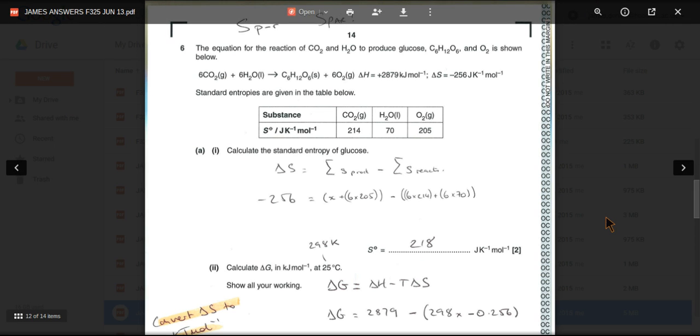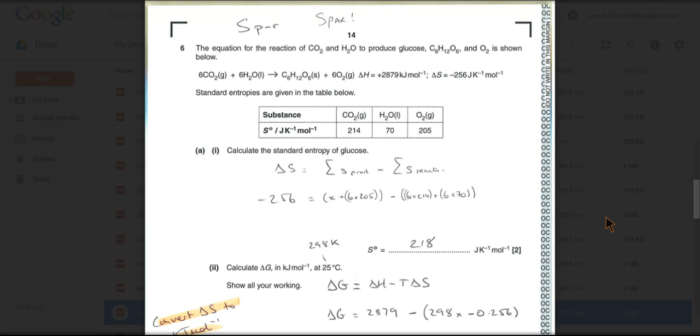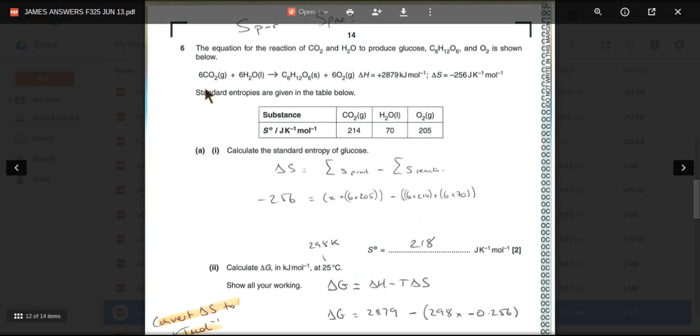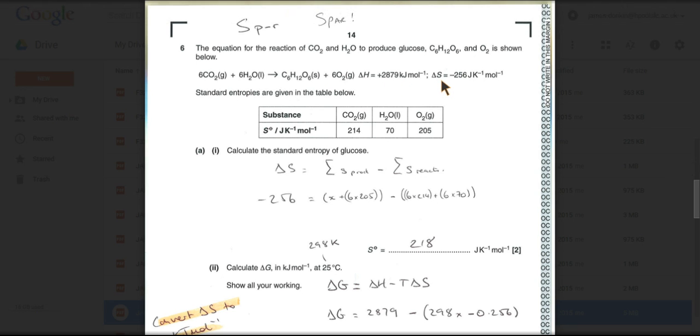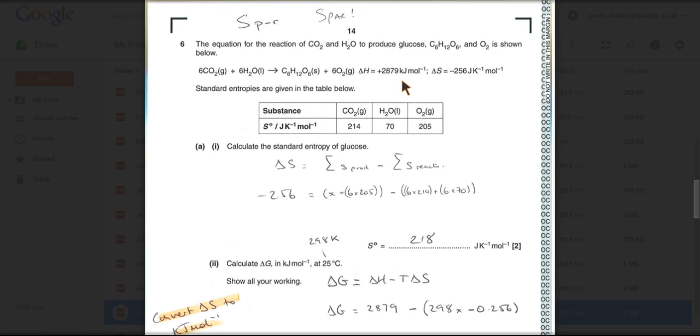Question 6 is an entropy question, and we're given the reaction of carbon dioxide and water to make glucose and oxygen. We're given the delta H value for the reaction and the delta S value. First thing I want to say, careful with these units because you can see joules there, kilojoules there. That's going to cause some people to make mistakes. So I'll point that out in the calculation when I get to it.